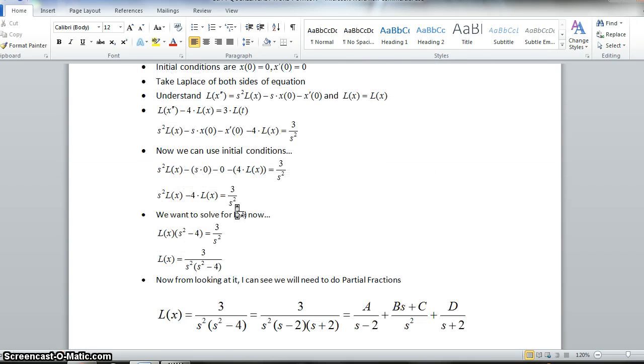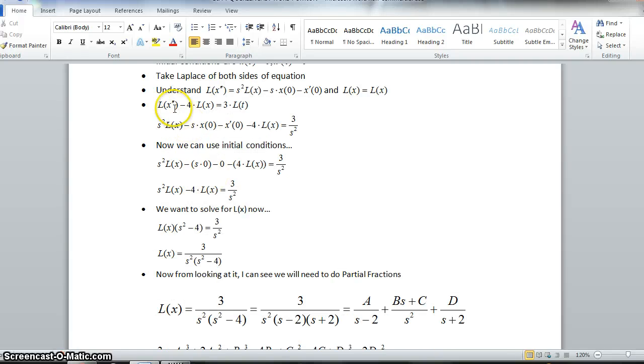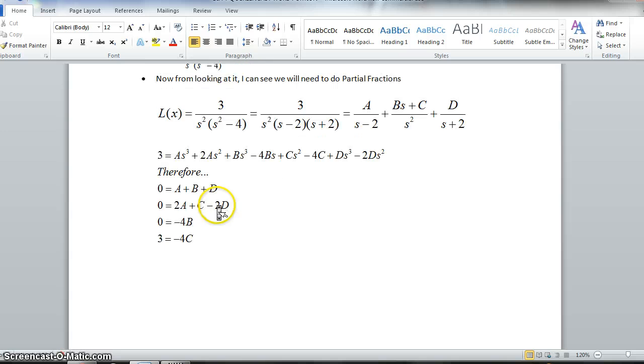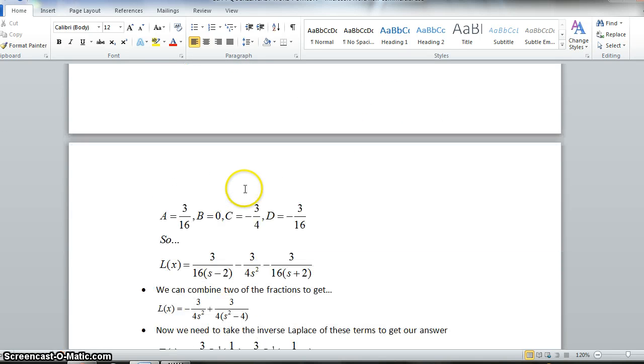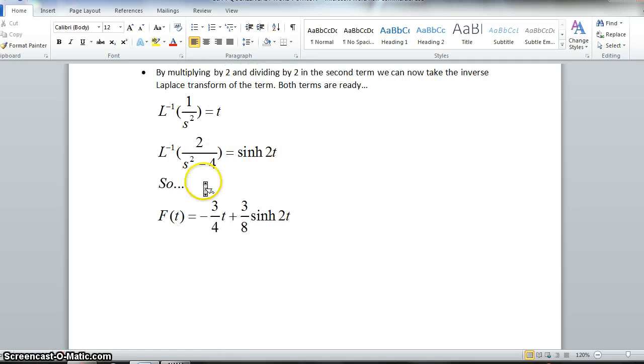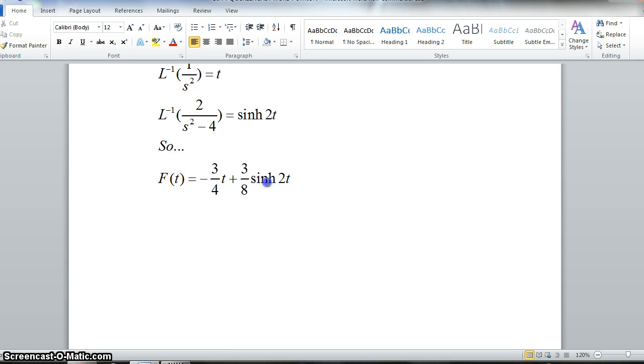By quick overview, using the substitutions that we know and taking the Laplace of both sides, using partial fractions, and then finally using the inverse Laplace to find our final answer, which was this right here.